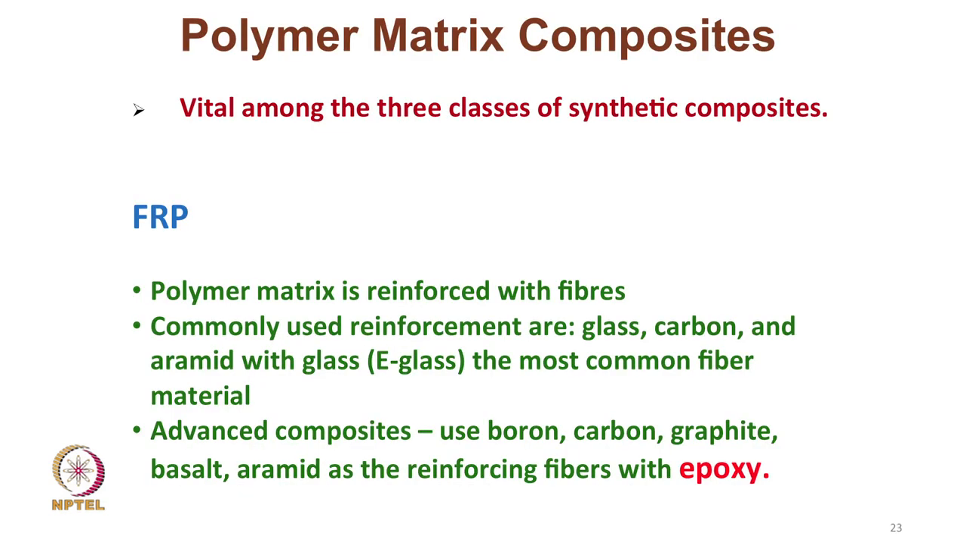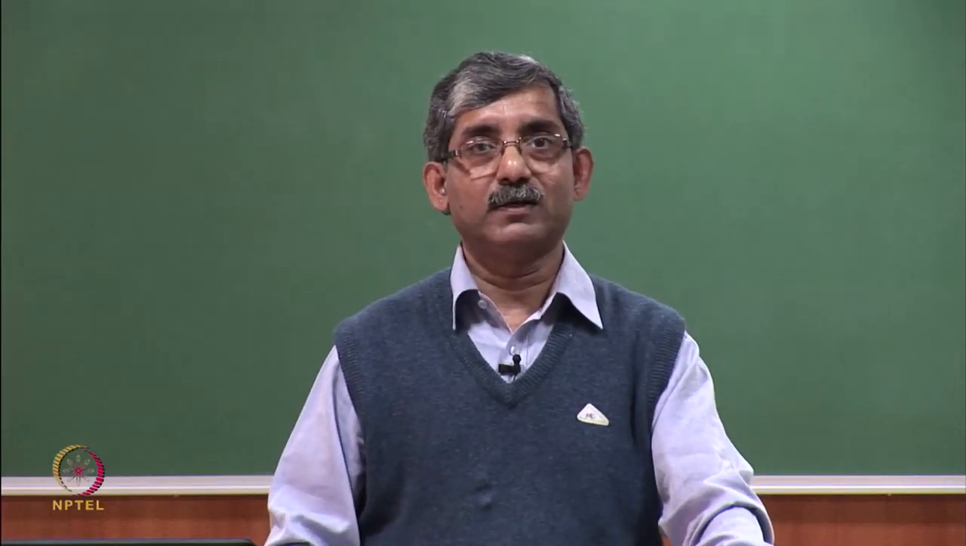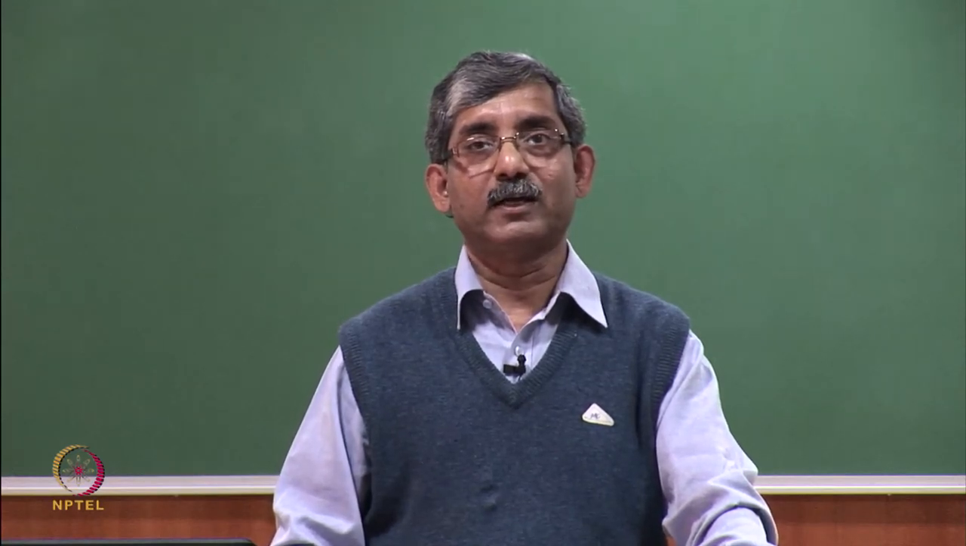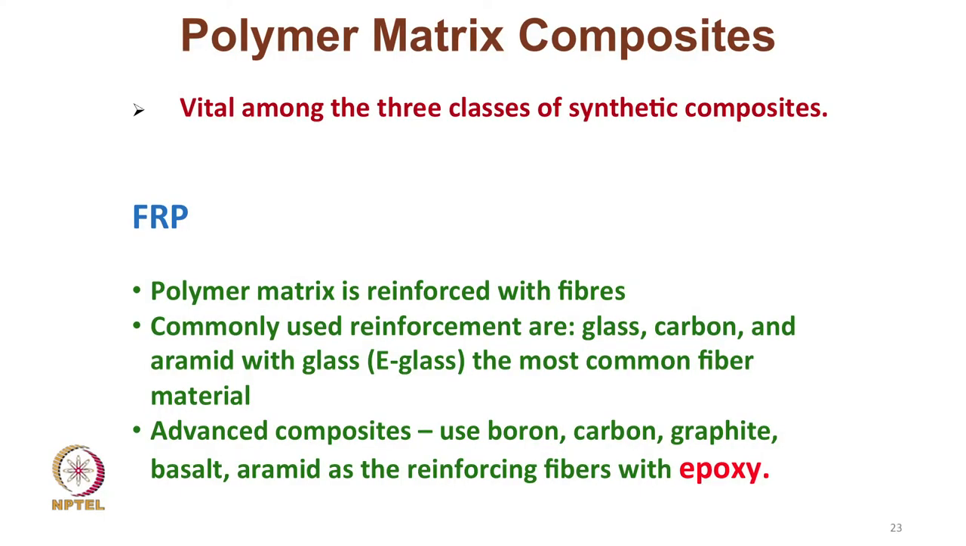So, the polymer matrix composites, the most important of the three classes of synthetic composites like metal matrix composites, ceramic matrix composites and polymer matrix composites. Among these, polymer matrix composites are most important. We can call it as fiber reinforced polymer, most closely identified with the term composites. FRP, fiber reinforced polymer, it is a composite material consisting of a polymer matrix embedded with high strength fiber. So, where we use polymer as matrix, we call it polymer matrix composite.